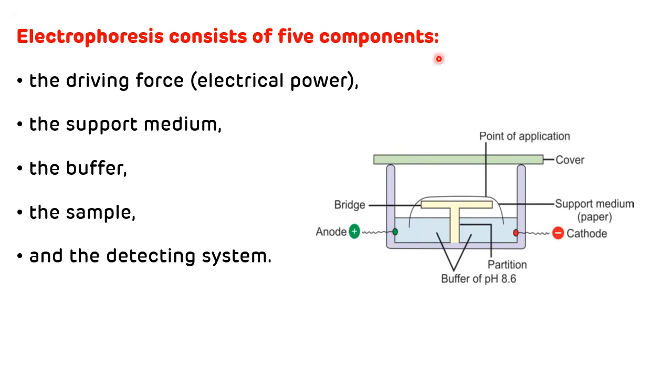This is the picture of the electrophoresis apparatus. This is the tank which contains the buffer solution, and the pH of buffer solution is around 8.6. Then electrical power or driving force is supplied by the cathode and anode. This tank containing buffer solution is covered with the lid. This is the support medium, and this is the point of application of sample.